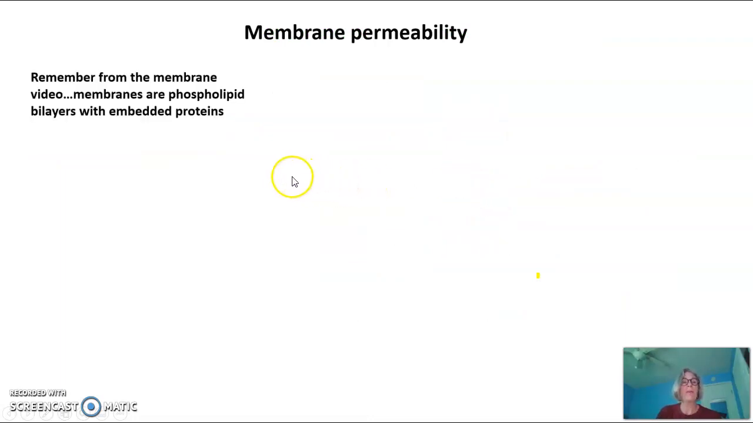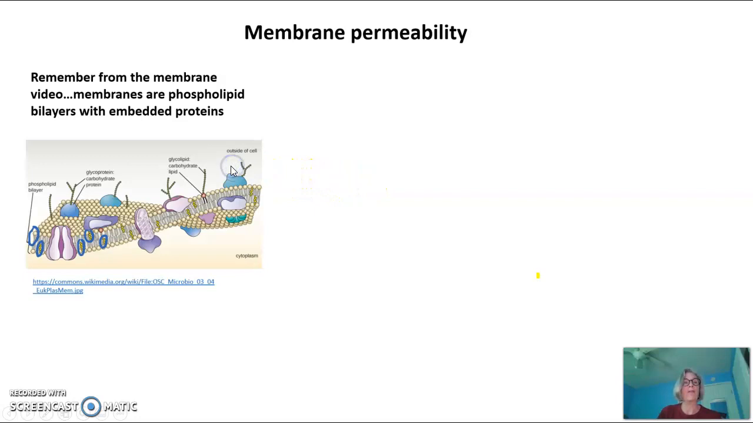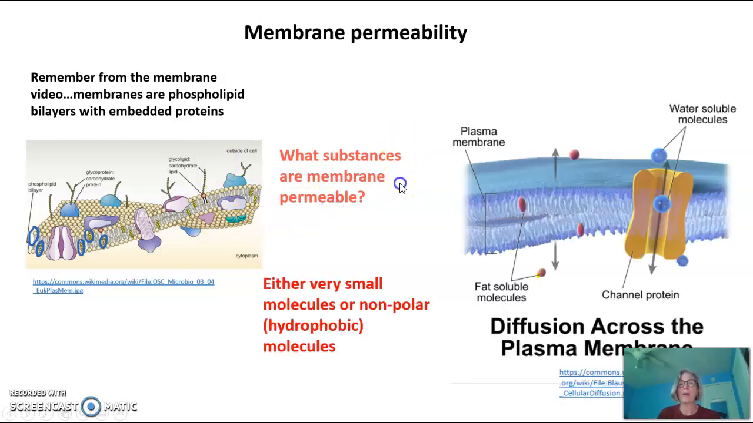So you should remember from the membrane video that membranes are phospholipid bilayers with embedded proteins, as pictured here. So what substances are membrane permeable? In other words, what substances can just cross straight through a membrane? Well, that's either very small molecules or nonpolar, hydrophobic molecules. These red dots here indicate our fat-soluble or hydrophobic molecules. They can just pass right through this lipid bilayer.